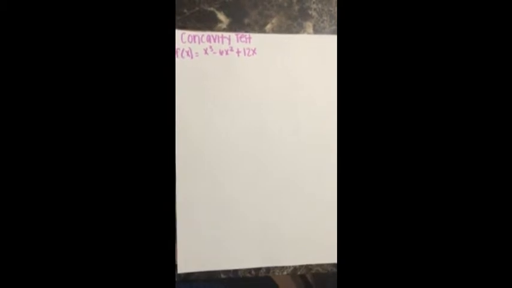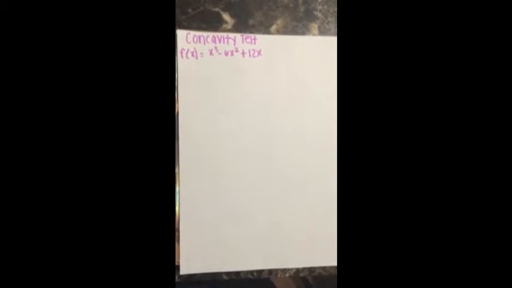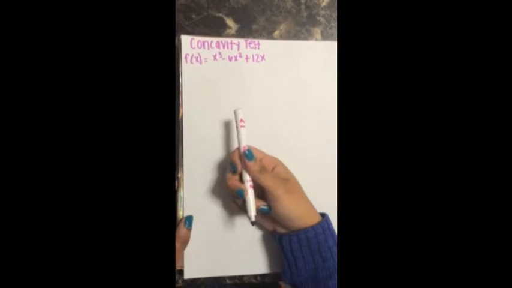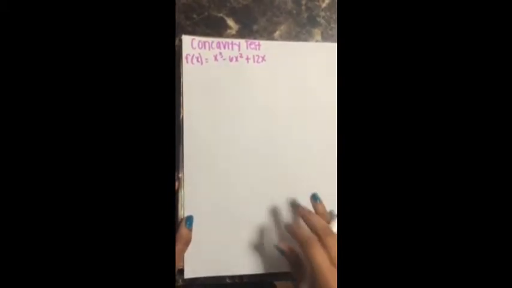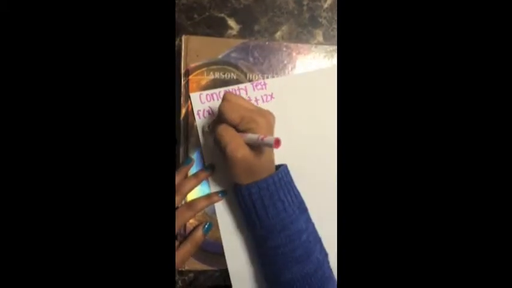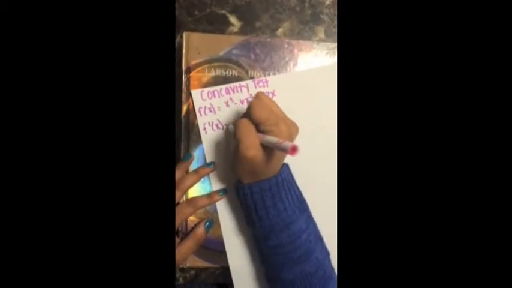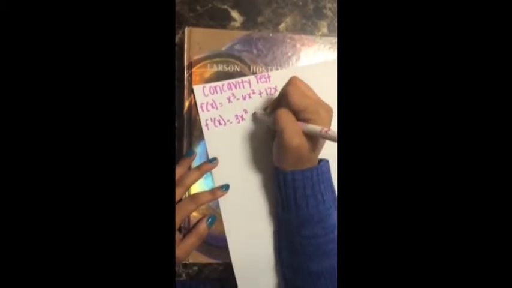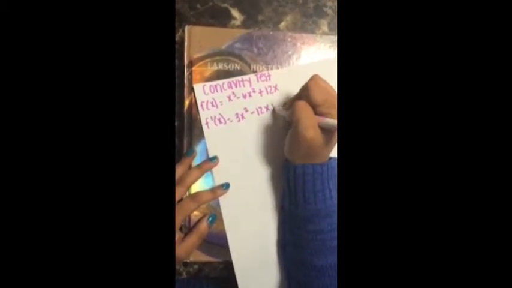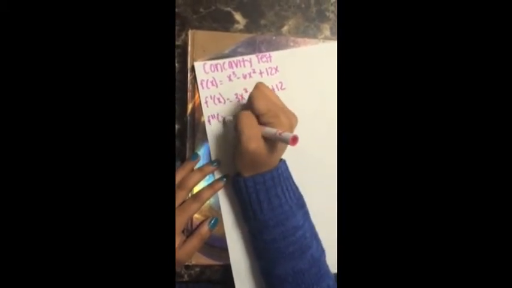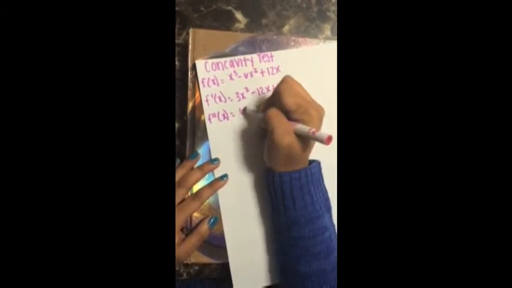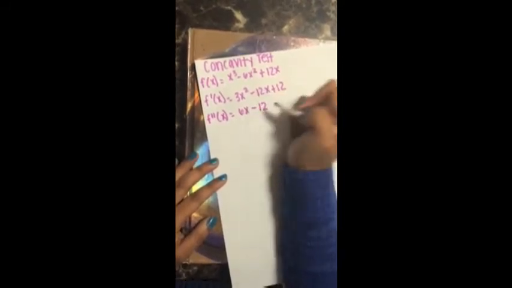So now we're going to find where there are points of inflection and where the function is concave up or concave down using the concavity test. So we have the function f of x equals x cubed minus 6x squared plus 12x. And we have to find the first derivative, which would be 3x squared minus 12x plus 12. So now we have to find the second derivative, which would be 6x minus 12.